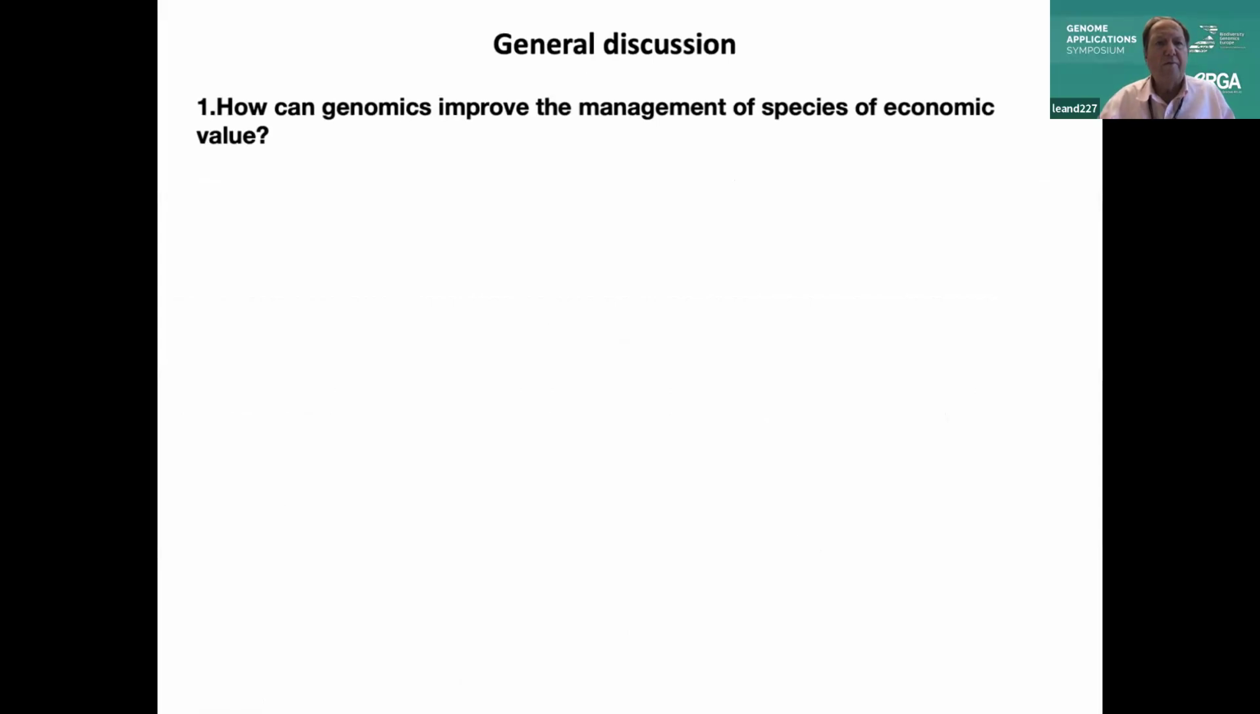So how can genomics improve the management of species of economic value? I think it's quite obvious from the presentation you heard that genomics is very important in these species, and I would like to make a comparison between the Atlantic herring and the tuna presentation that we did. This overview I show with the major ecotypes of Atlantic herring, we did it by pooled sequencing.